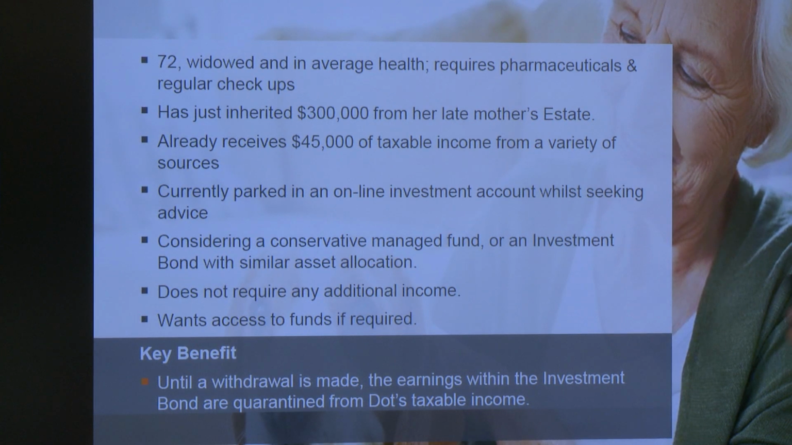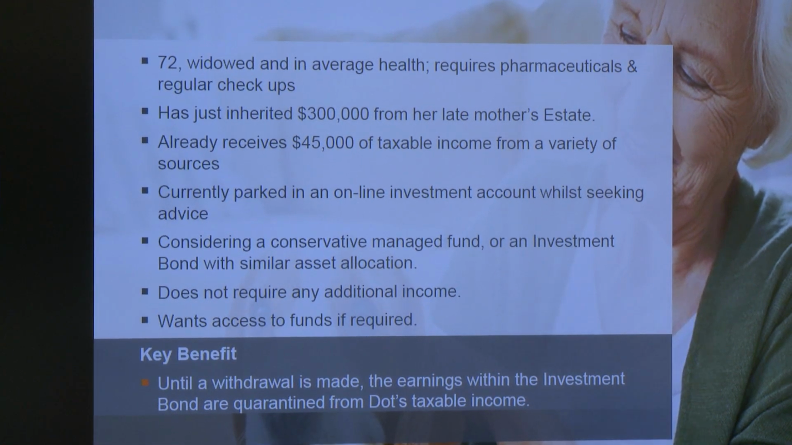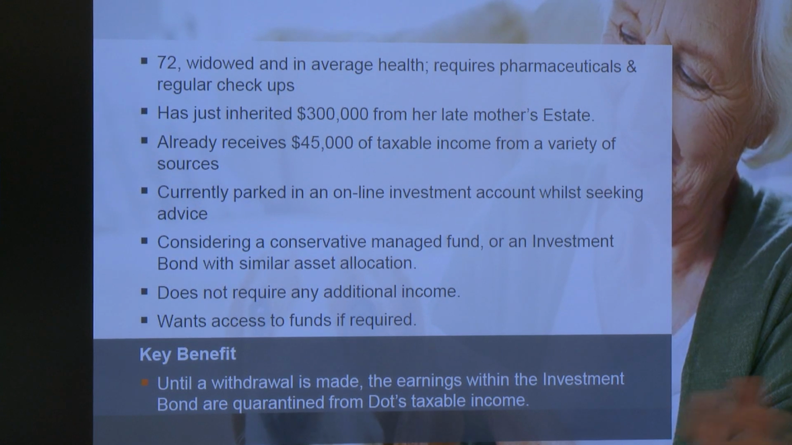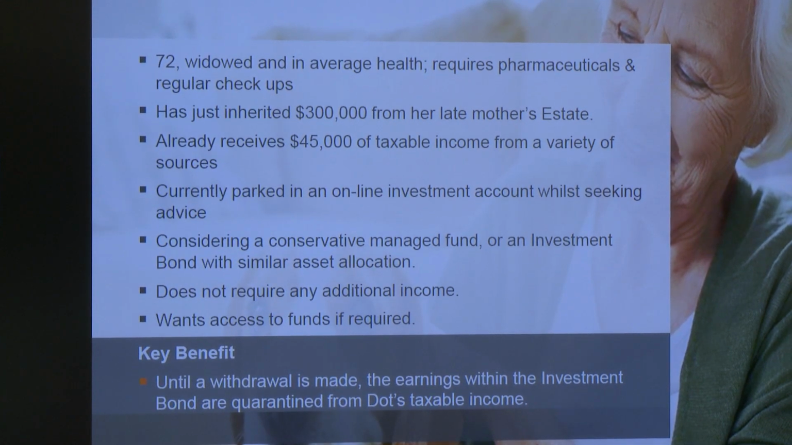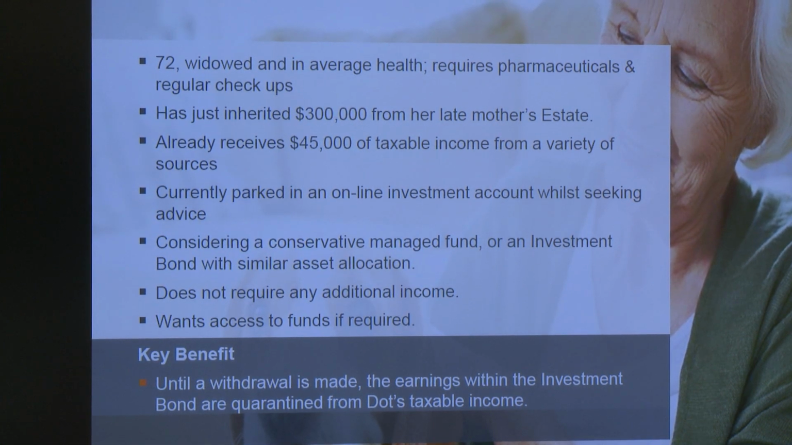She considered a conservative managed fund or an investment bond. So you can either invest money in a tax structure in a bond or in an ordinary managed fund outside of any form of tax structure. She doesn't need any additional income over the $45,000, so this $300,000 is going to produce income she doesn't need to spend. But she does want access to the money if required.